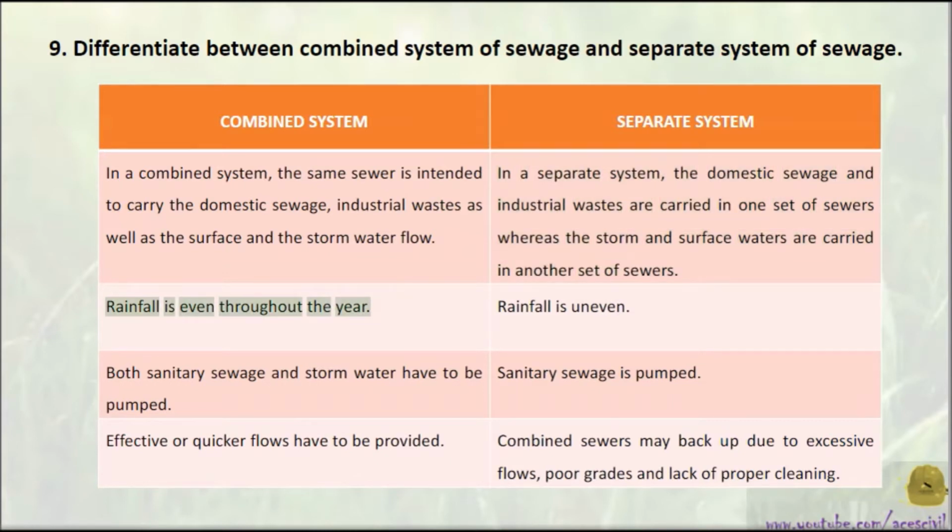Combined system: rainfall is even throughout the year. Separate system: rainfall is uneven. Combined system: both sanitary sewage and storm water have to be pumped. Separate system: only sanitary sewage is pumped. Combined system: effective or quicker flows have to be provided. Combined sewers may back up due to excessive flows, poor grades and lack of proper cleaning.